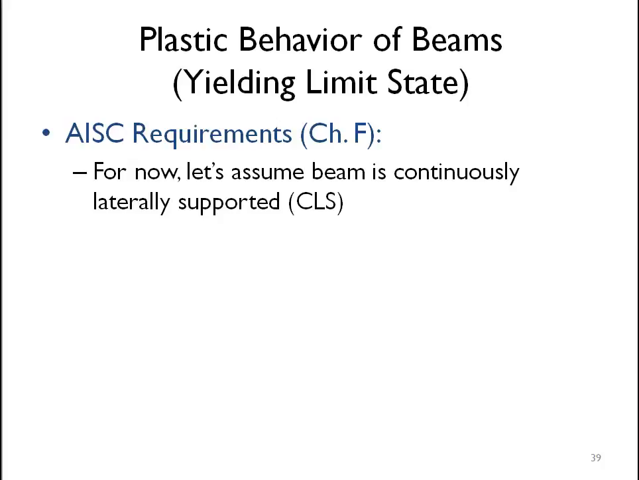Alright, so we've talked about how to calculate the plastic moment capacity of a beam in flexure, but we have not talked about how AISC says to handle it. So for a continuously laterally supported beam, AISC says that the nominal moment capacity is just equal to the plastic moment capacity, which is equal to FyZx. So this is exactly what we have just gone through. And this is equation F2-1.